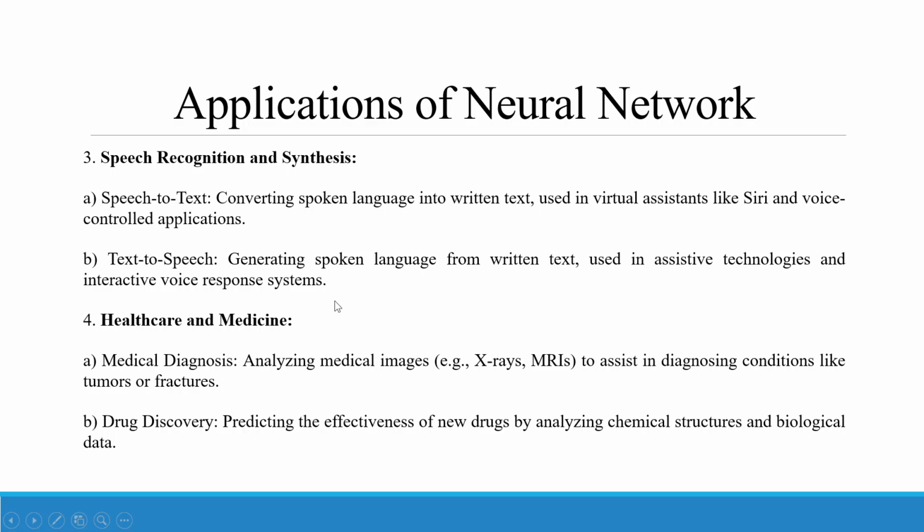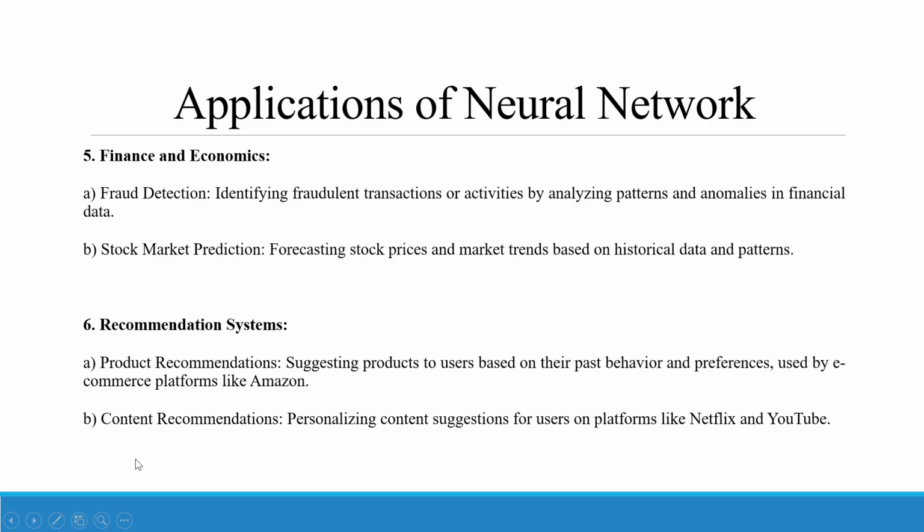Text to speech, generating spoken language from written text, used in assistive technologies and interactive voice response systems. Healthcare and medicine. Medical diagnosis, analyzing medical images such as X-rays and MRIs to assist in diagnosing conditions like tumors or fractures. Drug discovery. Predicting the effectiveness of new drugs by analyzing chemical structures and biological data.